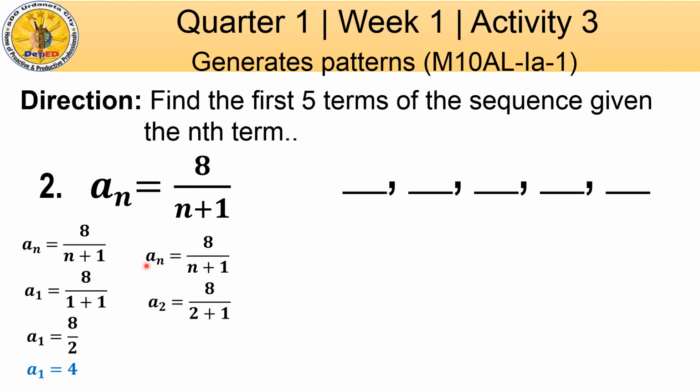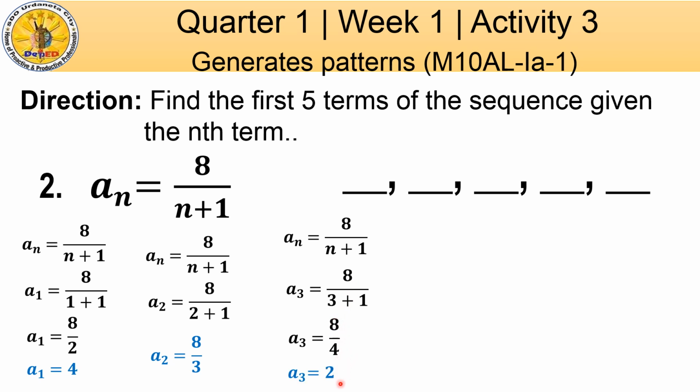The next one, to find the second term, replace n by 2, and that is 8 over 3. Since 8 is not exactly divisible by 3, so it will stay as it is, 8 over 3. For the third term, replace n by 3, that is 8 over 3 plus 1 is 4, and 8 divided by 4 is 2 for your third term.